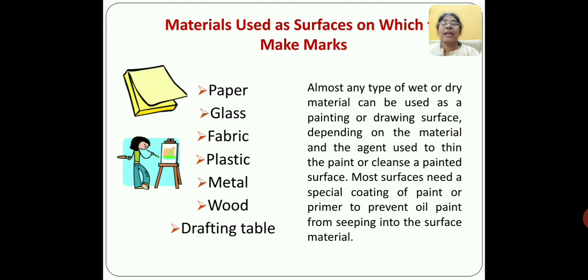Depending on the material and the agent used to thin the paint or cleanse a painted surface. Most surfaces need a special coating of paint or primer to prevent oil paint from seeping into the surface material. So, depending on the type of painting you are doing, you have to select the surfaces as well as the paints.